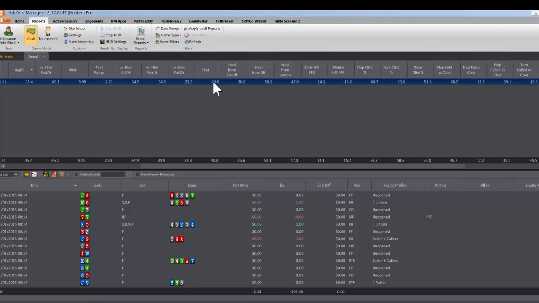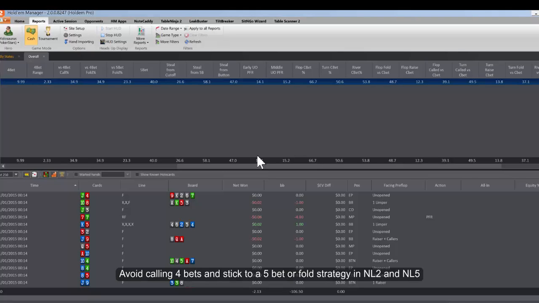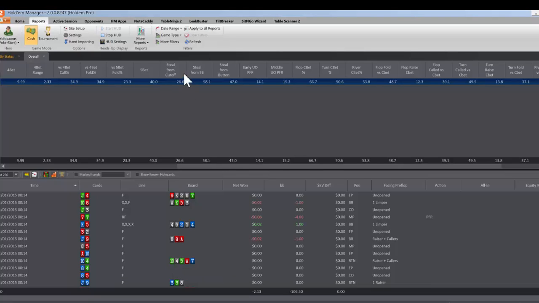Okay, 5-bet 40%. Yeah, that's fine, I guess. It means you are rarely calling 4-bets, which is probably good for now because we don't want to get ourselves into tricky situations post-flop. So we will stick mostly with a 5-bet or fold strategy when faced with a 4-bet for now.